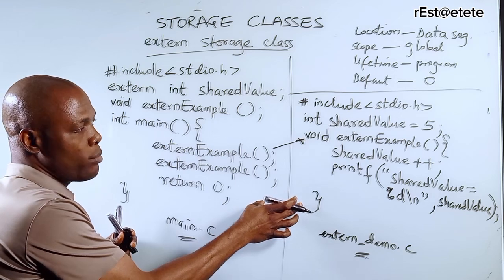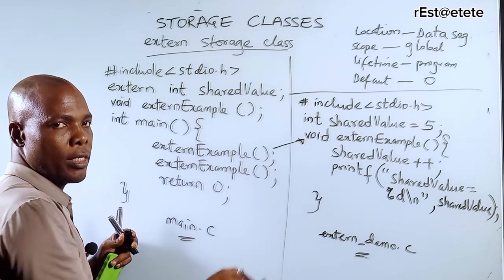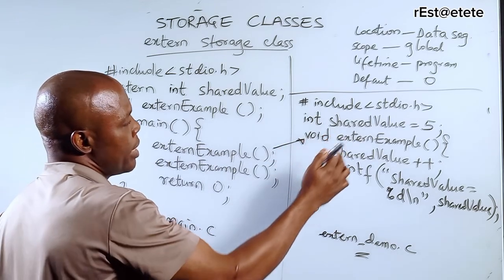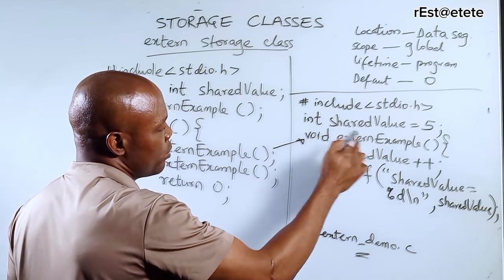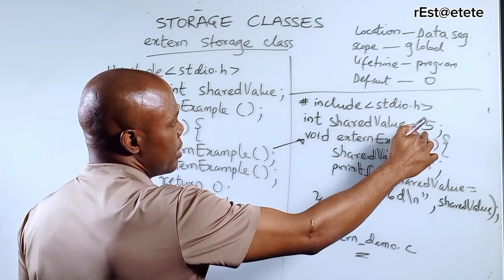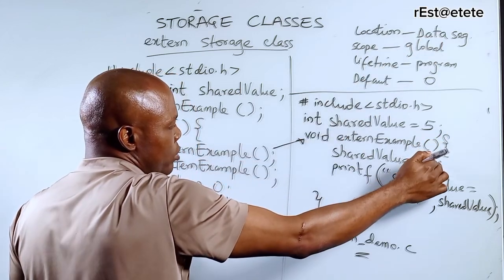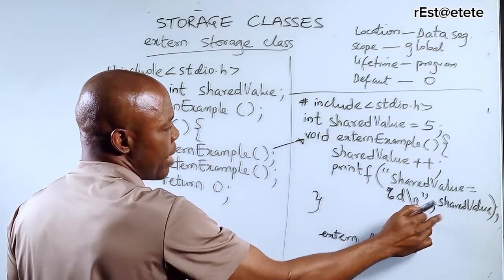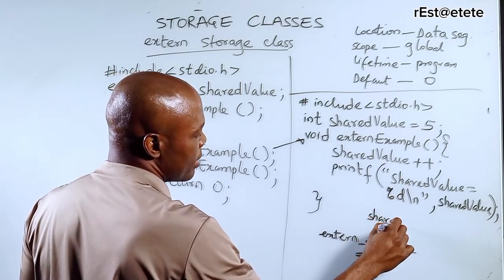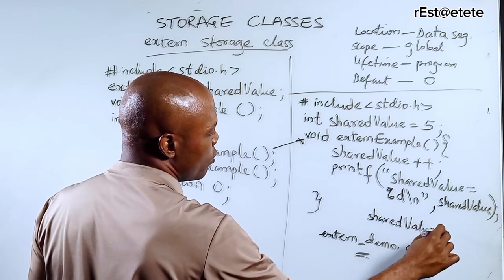That is why you have to compile them together. Otherwise, it will not see it. It will not locate this. If you don't compile it inside the same project, it will not see it. So it will come here. When it accesses this external example, it will increment this shared value to what? To 6 in the memory location where it has created the data segment. It will increment it to 6, and then it will print out shared value equals to what?